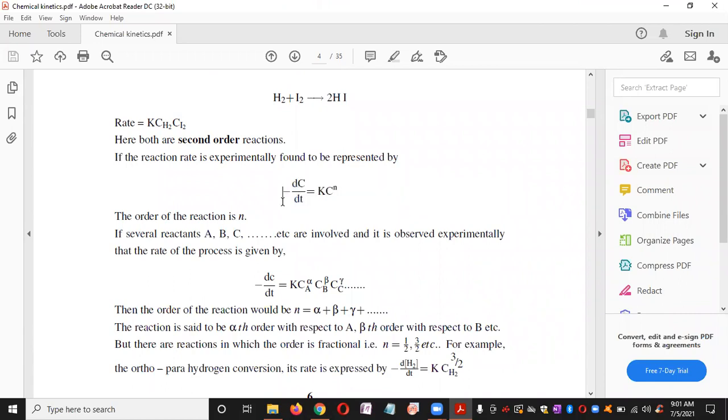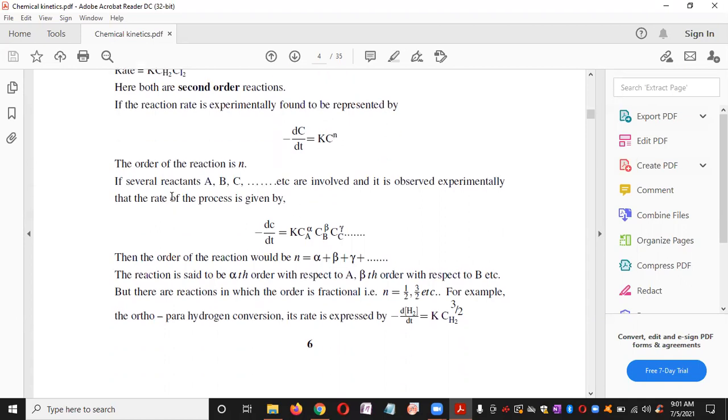Now we write the rate of reaction with respect to the concentration of the reactant, so we mention a minus symbol. Minus dc/dt is directly proportional to k C^n, where n is the order of the reaction. It may be 1, or 0, or a fraction, or negative.